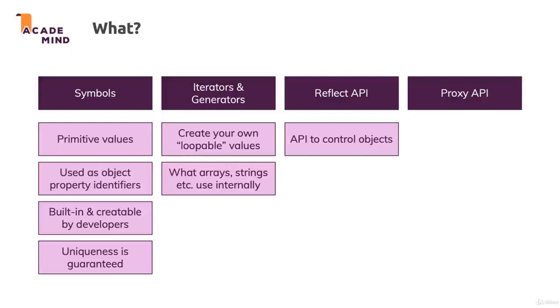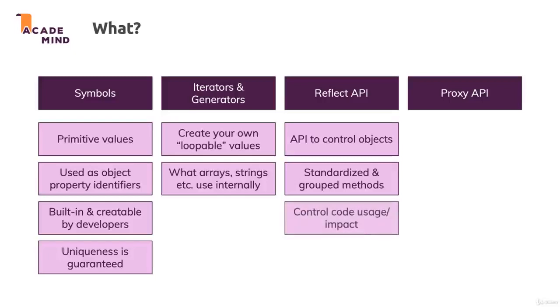Reflect is an object in JavaScript which groups a bunch of static methods on this class, so to say, which groups a lot of functionalities that help us work with objects. It has standardized and grouped together methods, and the Reflect API, just like all these features, can be used to control how our code is used, how our code behaves, and so on. Now, let's see an example and let's see what the Reflect API offers us.